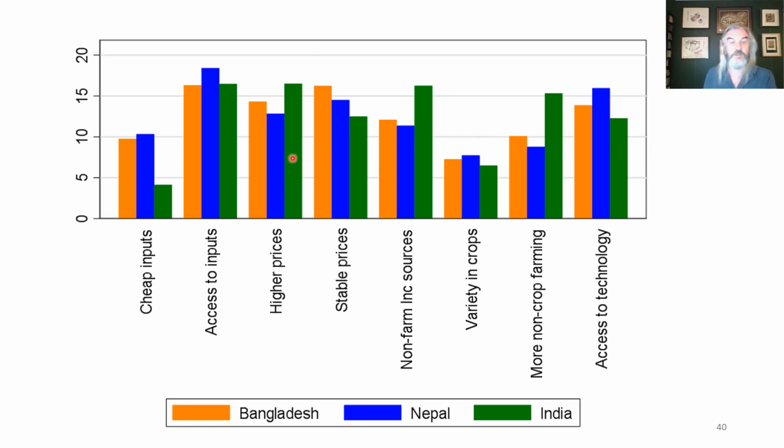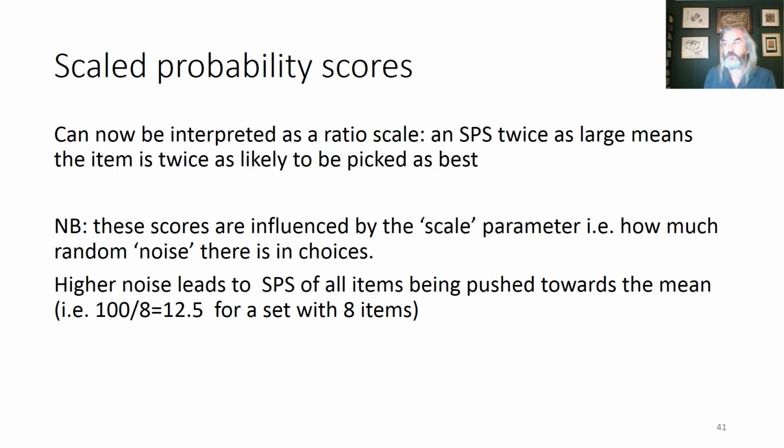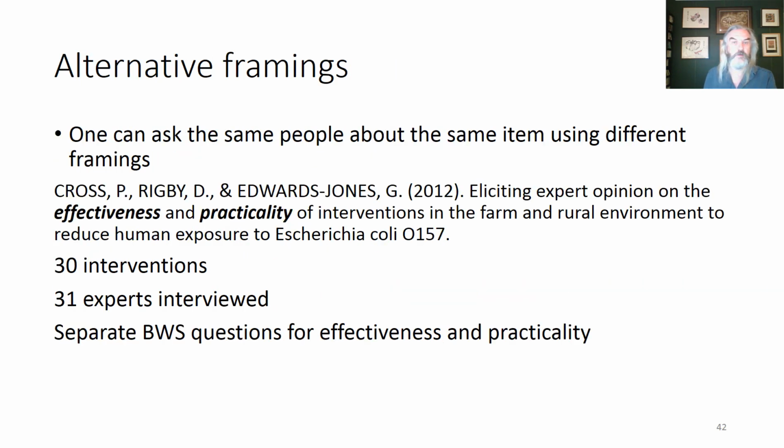So these scores are a combination of 2 things. It's a combination of their relative weights in terms of their utility values for these items, but it's also influenced by the degree of certainty or consistency with which the groups are making their choices. So that's important to remember. Now, one of the interesting things you can do when you start to get these scores is you can start asking questions in different framings. You can ask the same people about the same item, but using a different context or framing as to how you ask them to choose best and worst.